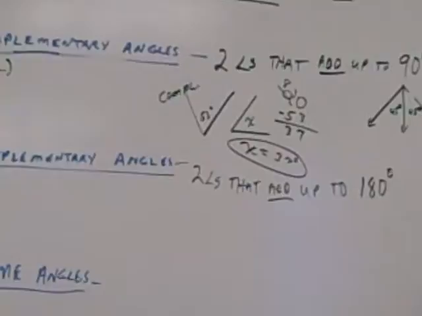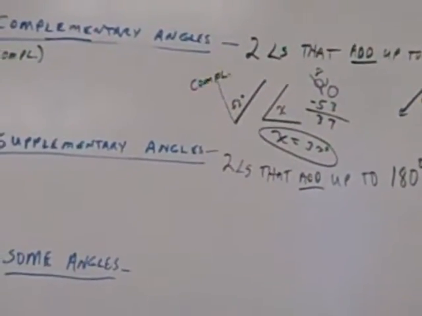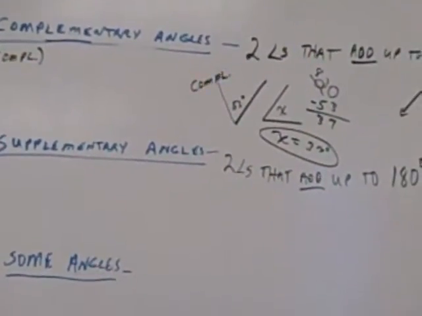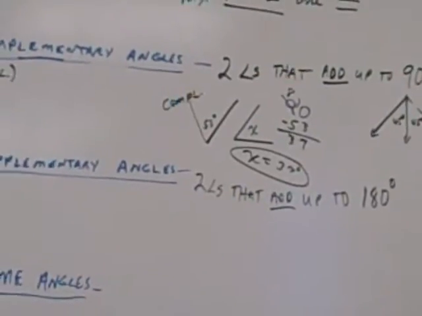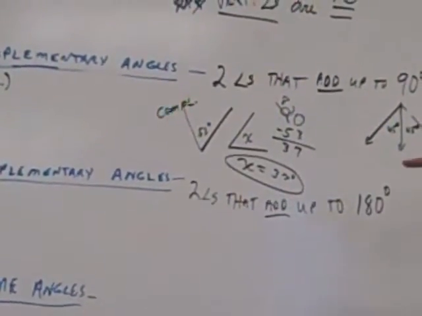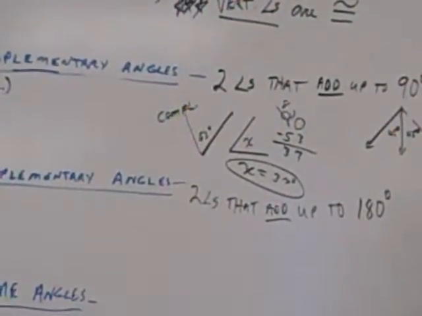There are certain angles that are kind of special in geometry. 90 is one of them, 180 is one of them, 360. We're going to deal with this one. Supplementary is when two of them add up to 180.